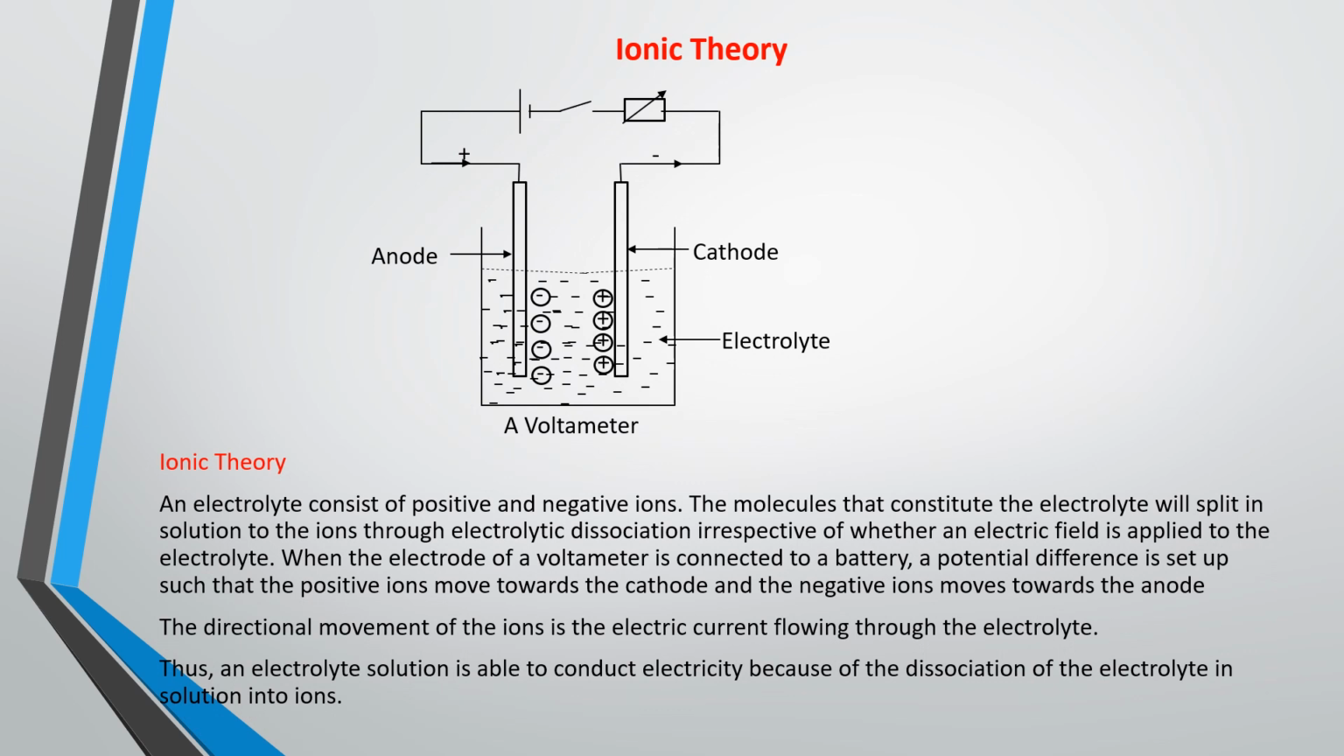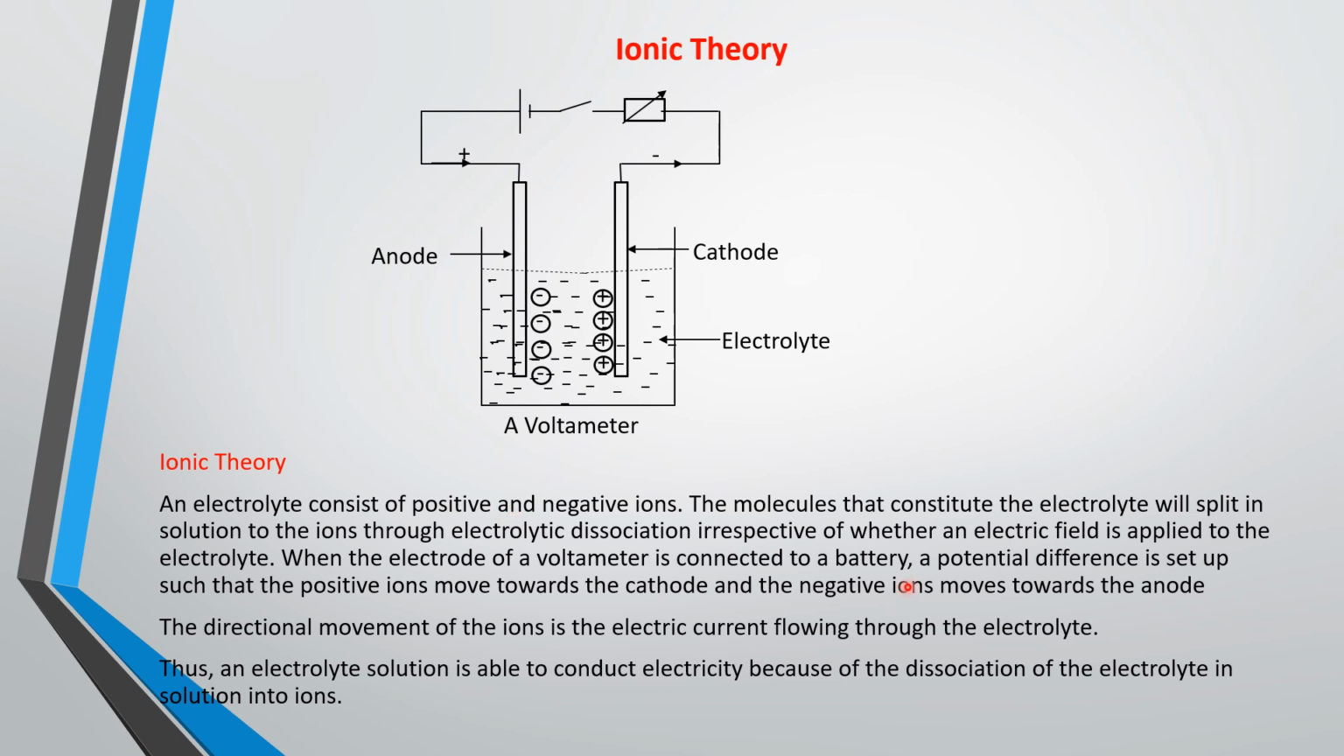So before an electrolyte can conduct electricity, there's what we call the Ionic Theory. Something must happen to the electrolyte before it can conduct electricity, and that leads us to the Ionic Theory. We have said that the electrolyte is the liquid part of the components of the voltameter. So an electrolyte consists of positive and negative ions.